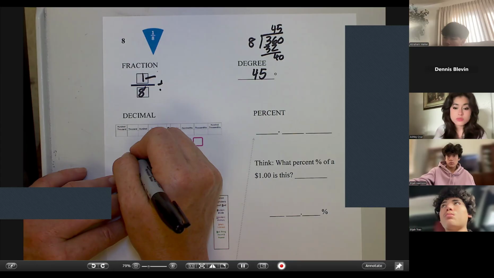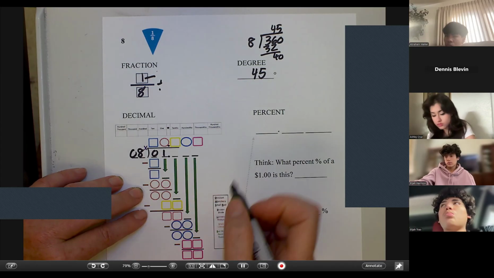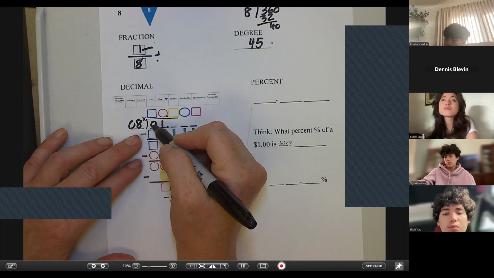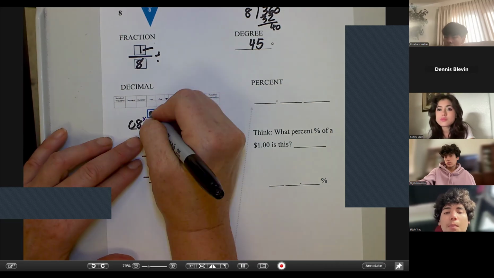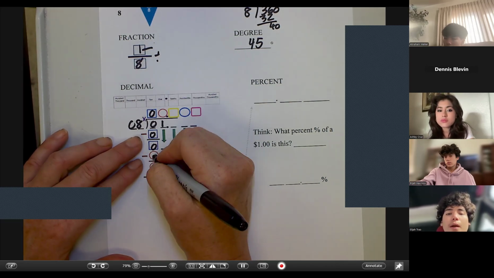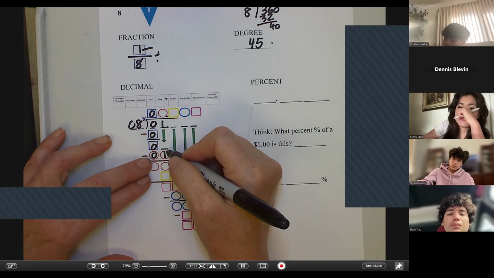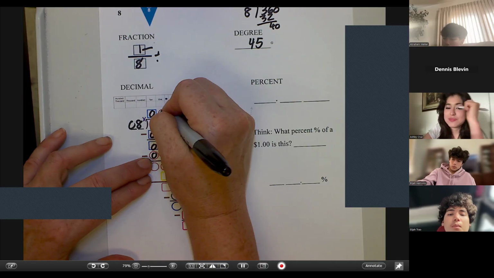8, 0, 1. Do this by hand. 8 does not go into 0, so we just bring it down. We bring down the 1. 8 does not go into 1, so we put a 0 again.